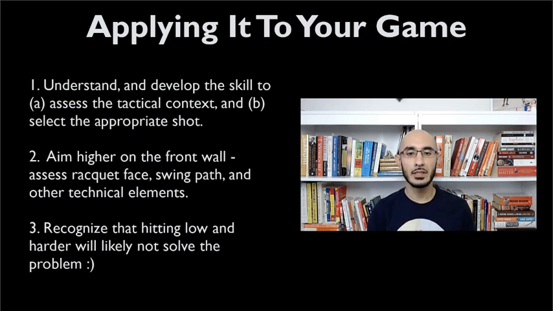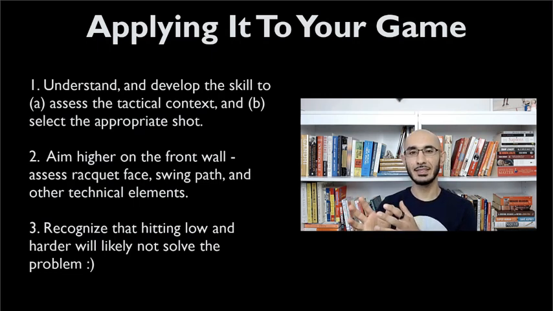Step 1, in my opinion, is to understand and then develop the skills of awareness of your tactical context, and then developing the skill to select the appropriate shot. So in the example we shared with Coll and Asal, they both didn't immediately recognize that by hitting low and hard, it's actually not going to win me the point. Coll recognized that he needed to just reset the ball eventually, and then he did.